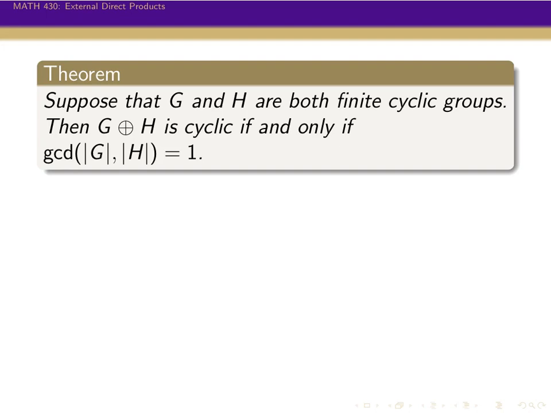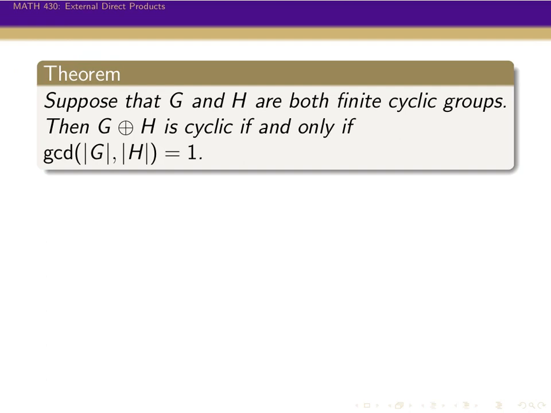Okay, so we had that as a lemma. So what's that a lemma for? Well, it's for this basic theorem, which is that if G and H are both finite cyclic groups, then their external direct product is going to be cyclic if and only if the GCD of the orders of the two groups is equal to 1. So the two orders have to be coprime for the product to be cyclic, and if they are coprime, then it is cyclic.